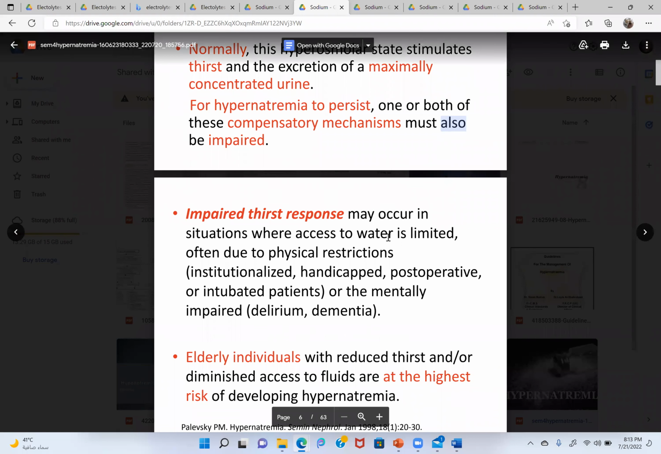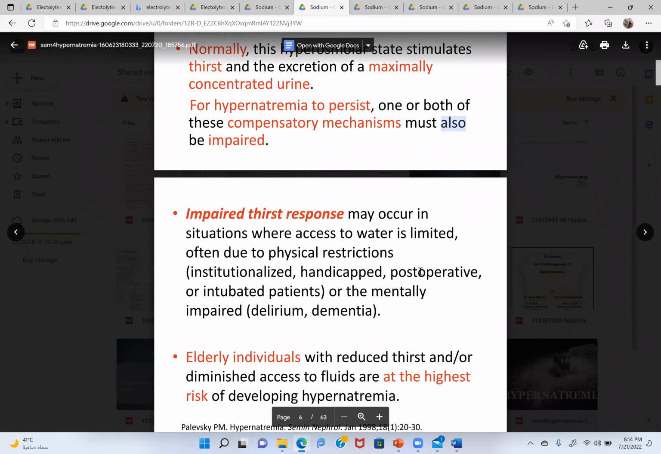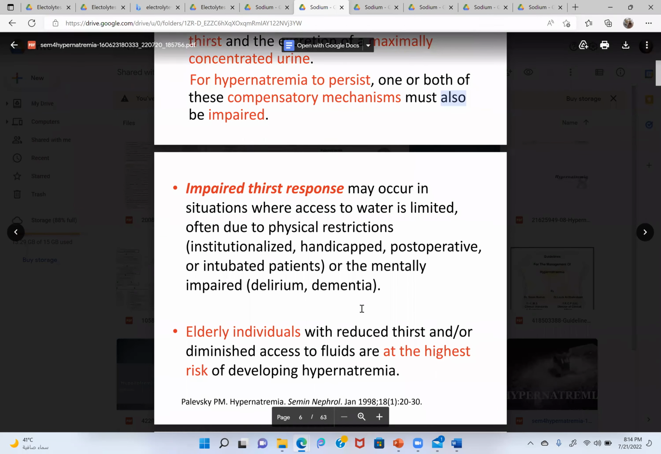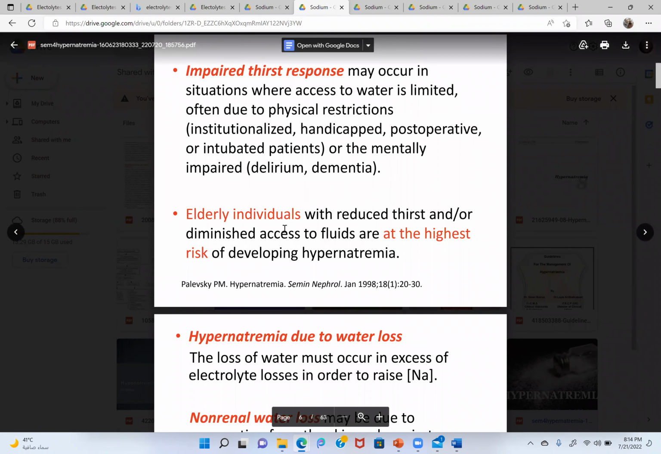So impaired thirst response may occur in situations where access to water is limited. Handicapped or bedridden patients, and those having any neurological problem. Elderly individuals in Western countries, this is a big problem.